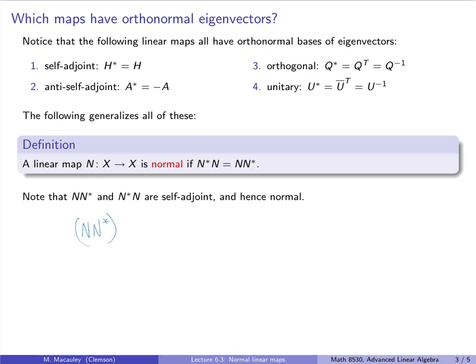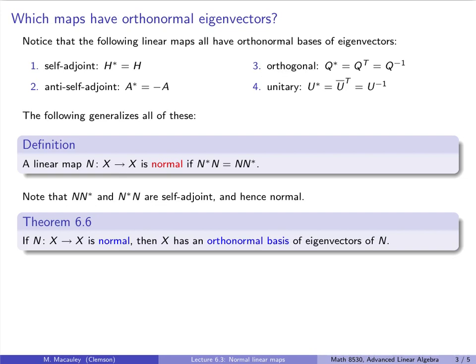Take N star N, take the adjoint, and you get N star N. So remember, you reverse the order of these and add a star. So N star star times N star, which is N times N star. So in other words, the adjoint of this one is that, and vice versa. And here's our theorem, 6.6, which says that if N is a normal linear map on X, then X has an orthonormal basis of eigenvectors of N.